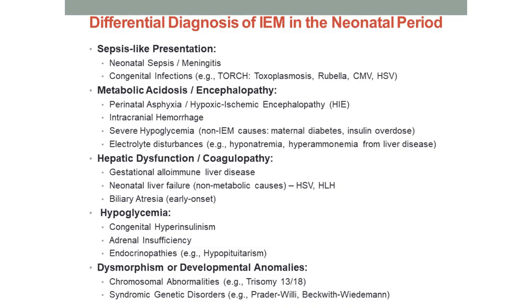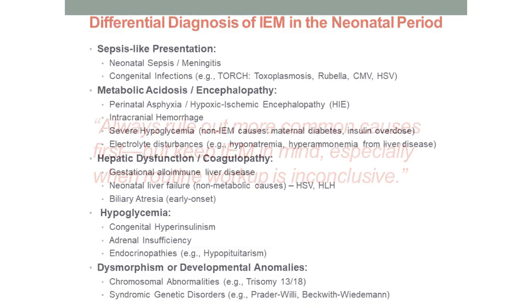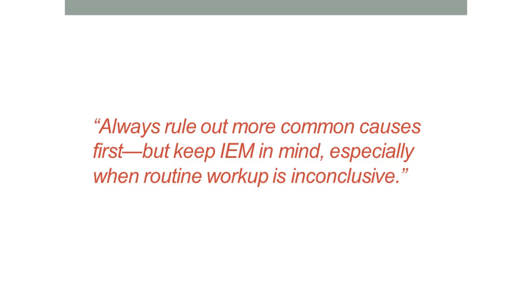Hypoglycemia can be documented due to congenital hyperinsulinemia, adrenal insufficiency, and endocrinopathies including hypopituitarism. Dysmorphism or developmental anomalies can be there, like chromosomal abnormalities, trisomy 13 and 18, or syndromic genetic disorders. Always rule out more common causes first, but keep IEM in mind, especially when routine workup is inconclusive.